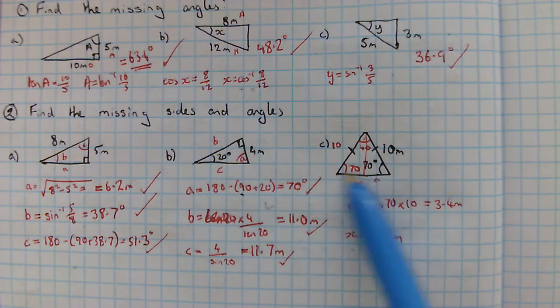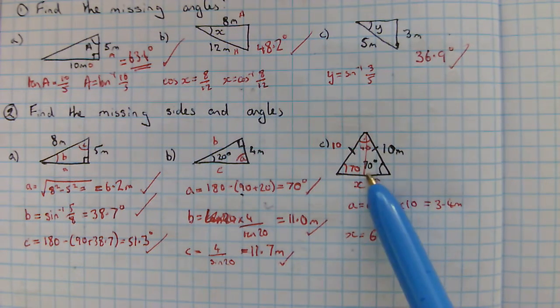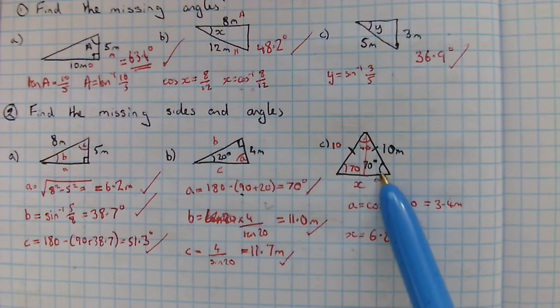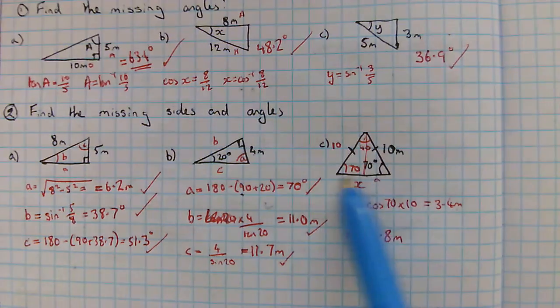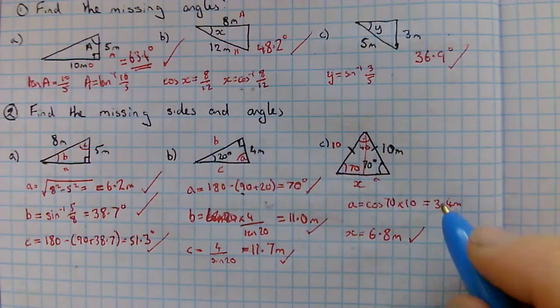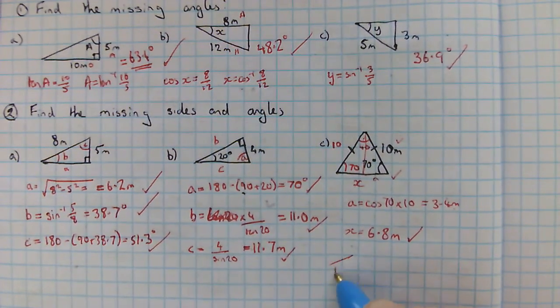I need to find the length of this side here, so I'm going to divide the triangle into 2, and that tells me that this length, which is half of the base, which I've called A, is cos 70 times by 10, which gave me 3.4 meters. I need to double that because I'm looking at the whole base, so it gave me 6.8 meters. Okay, so give yourself a mark there. Each of these are worth 3, so give yourself a mark there out of 12.